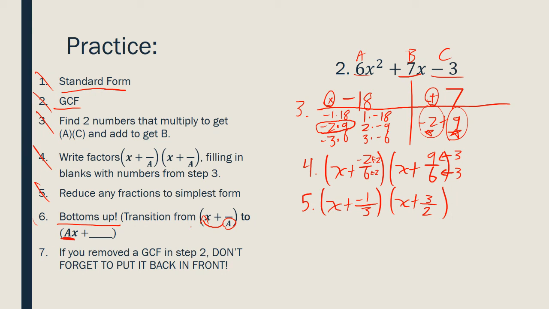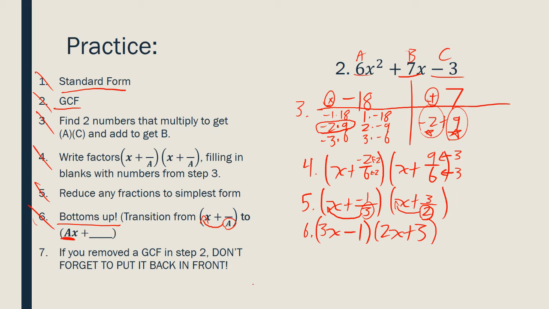I need to bring that a up in front of the x. So step 6, this value right here, this value that's in the denominator needs to be multiplied by x, bottoms up. So I have 3x plus negative 1, which is just minus 1. And then in this fraction, I need to bring 2 up in front of the x, and I get 2x plus 3. 3x minus 1 times 2x plus 3. So I'm done with bottoms up here.